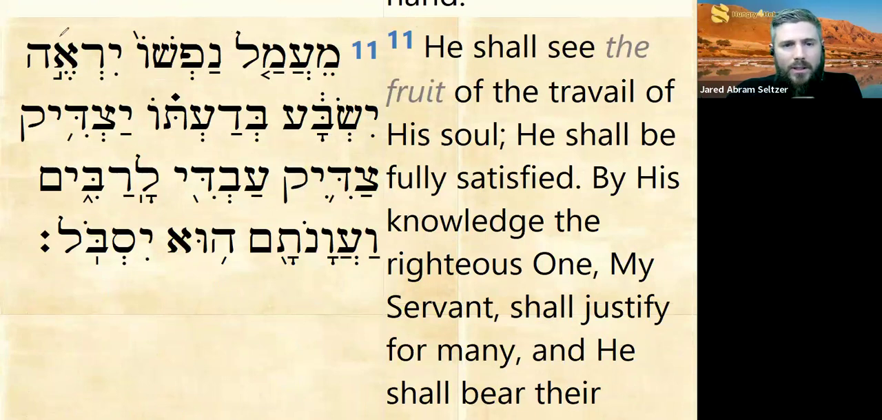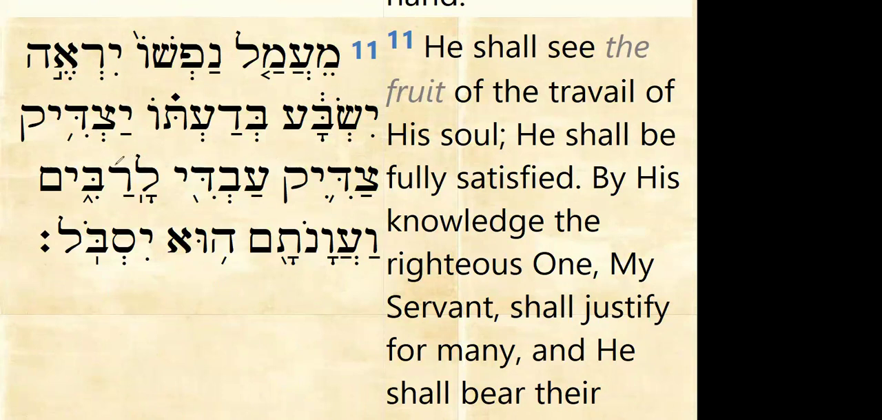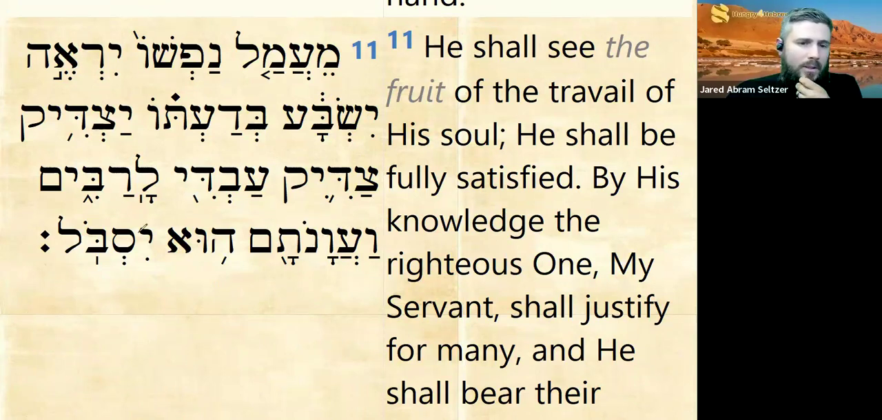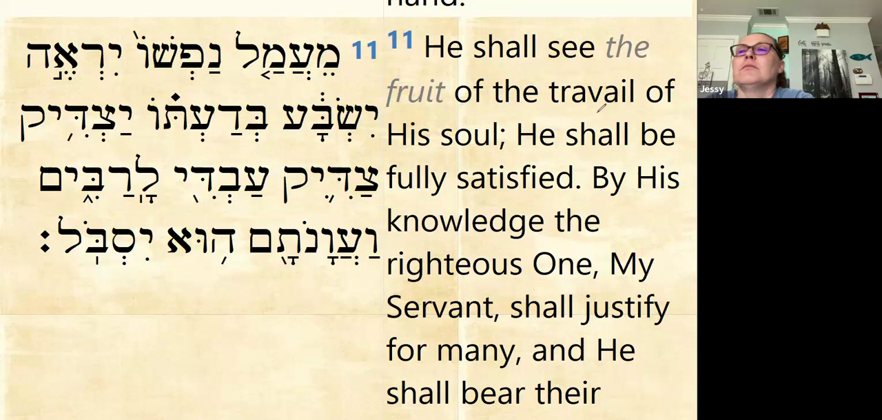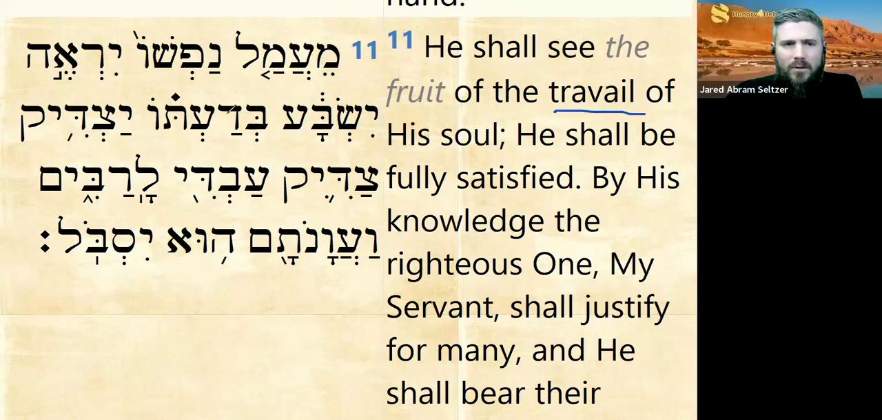Me'amal nafsho yir'e yisba. Bedato yatzdik tzadik avdi larabim va'avonotam hu yisbol. From the, what is that? Amal is like the work, produce. Is that what they're translating as fruit? Amal. Okay, I guess they're translating it as travail. From the travailing of his soul.